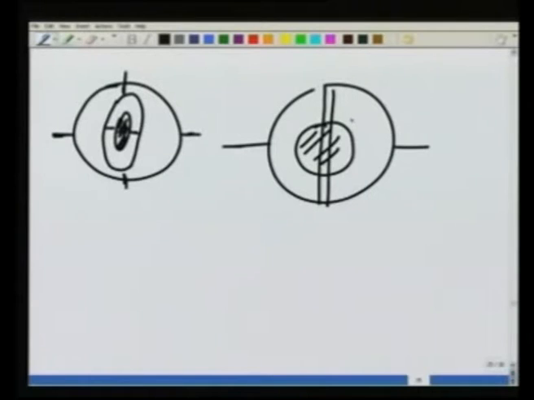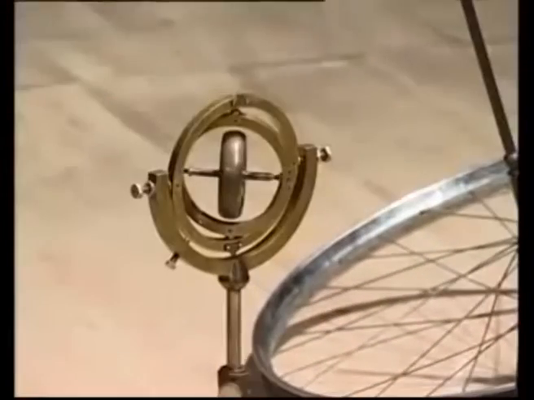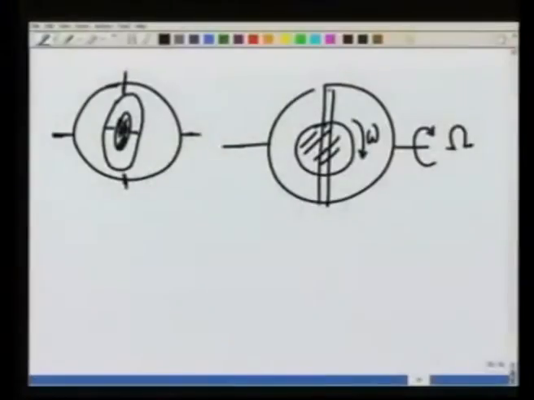Suppose the wheel is given a rotation, a spin by omega, and we rotate after that this with omega. What we see is this whole inner assembly rotates in such a manner so that the spin wheel aligns with this spin. You see that again. Let us understand why that happens.